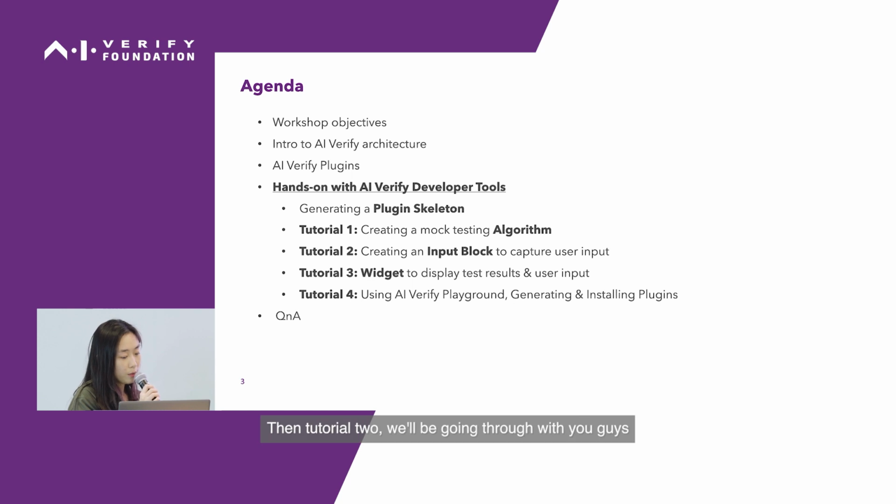Tutorial 2 will go through how to create an input block to capture user input. And tutorial 3 will be creating widgets to display the test results and the user input that you have captured. And lastly, we will also share about the AI Verify playground that we have, and also how to generate the entire plugin and how to install plugins. And we will end off today's session with a Q&A as well.